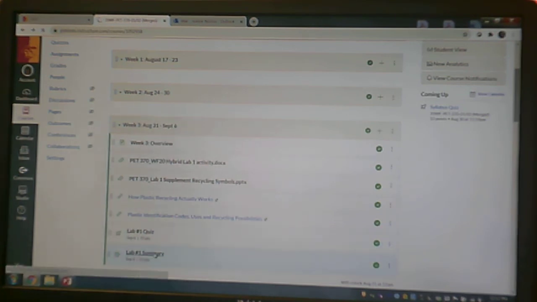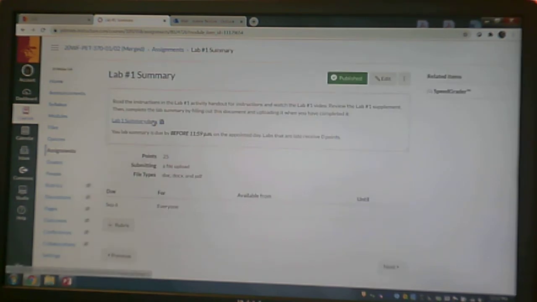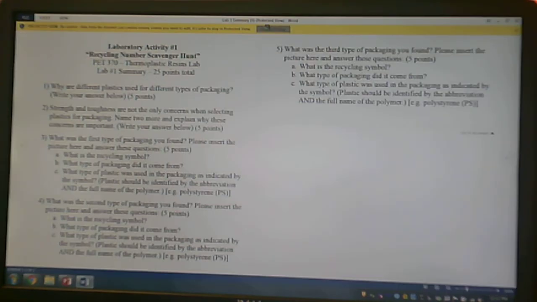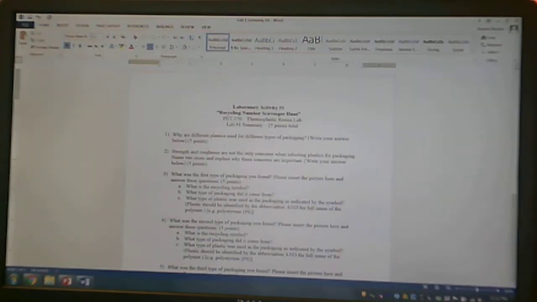This is your lab summary. So these are the questions you're going to be asked. What are the different plastics used for different types of packaging? Strength and toughness are not the only concerns when selecting plastics for packaging. Name 2 more and explain why they're important. So don't just name the other factors, but you have to explain why they're important.